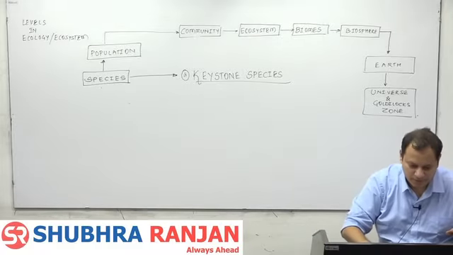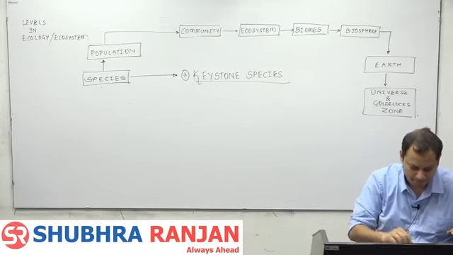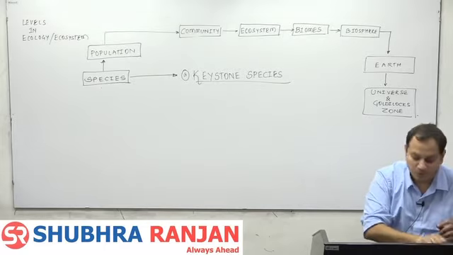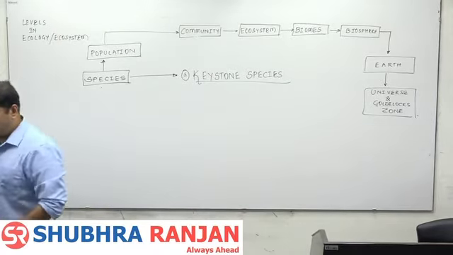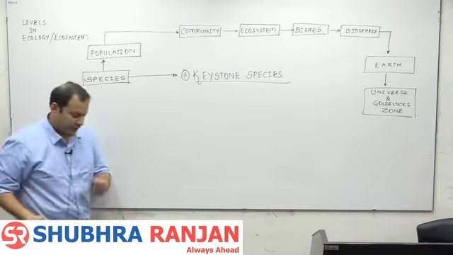Second example, corals. Why? Because they form an important part of ocean food chain.